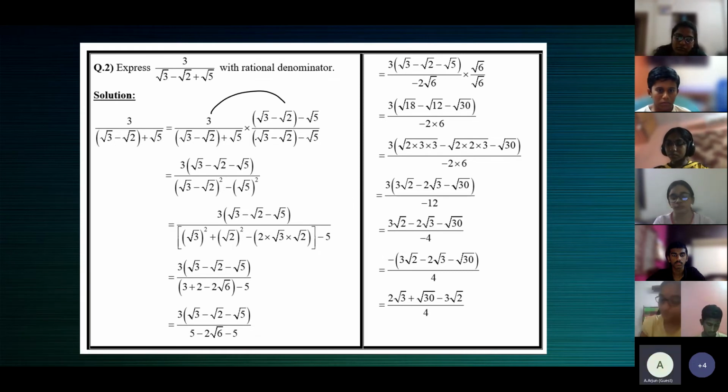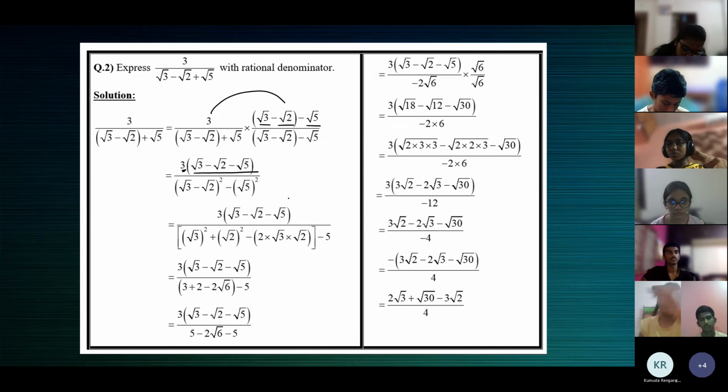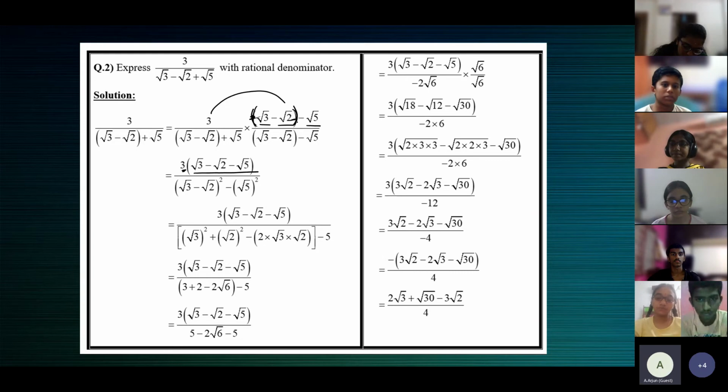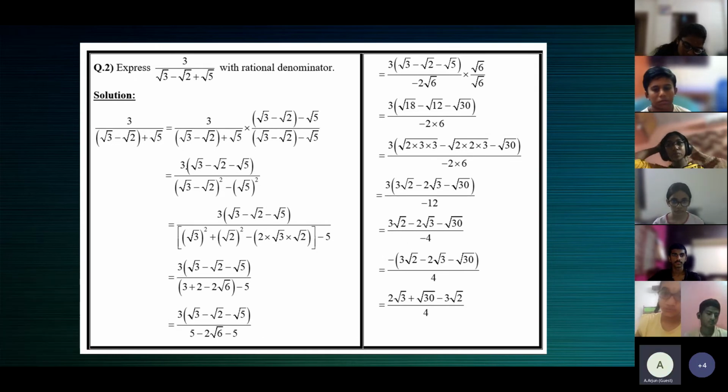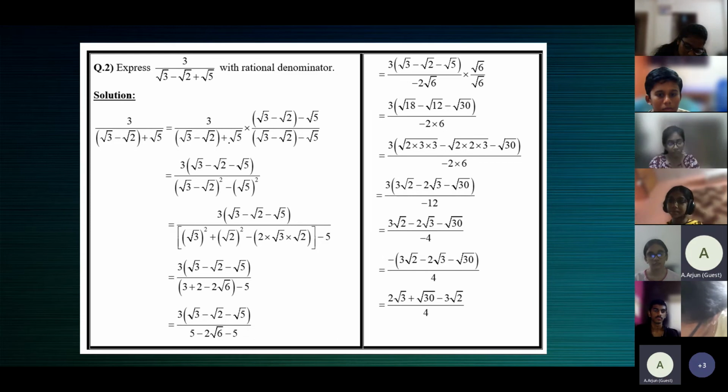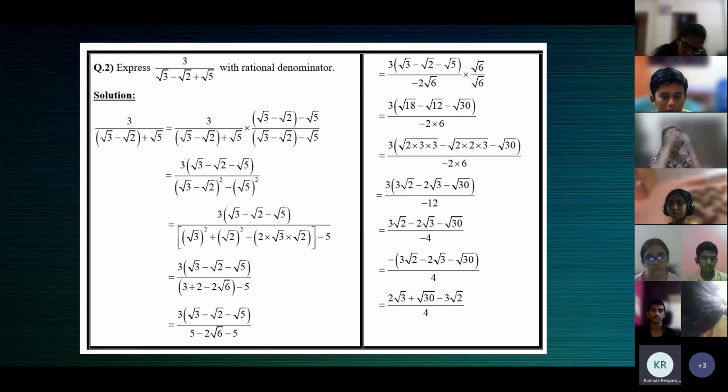So when you multiply the numerators, it will be 3 here, and these terms, root 3 minus root 2 minus root 5. Now don't ask me where this bracket went. It's the same thing. Just take away the bracket. Just to identify the conjugate, we put the bracket there. So now to multiply the numerators, 3 into all this, it will be 3 into root 3 minus root 2 minus root 5.